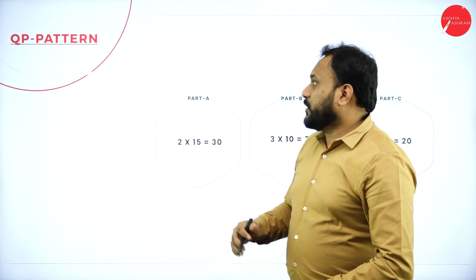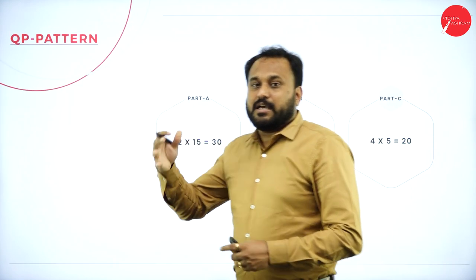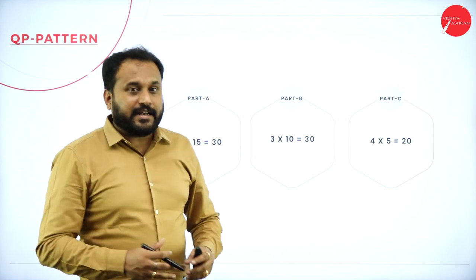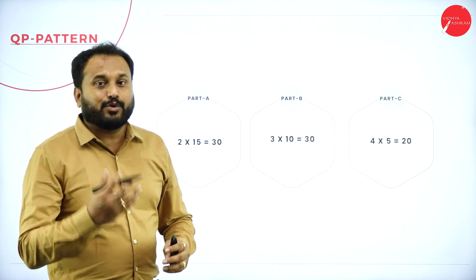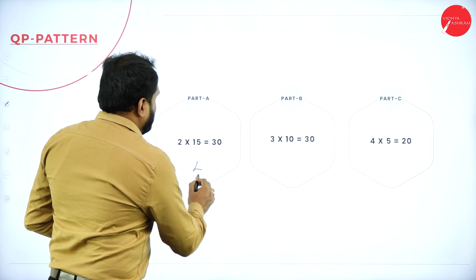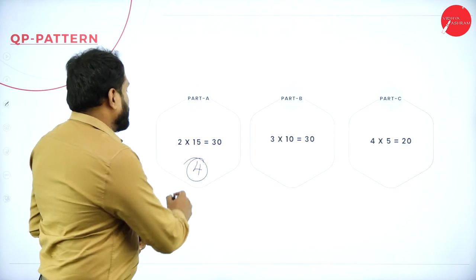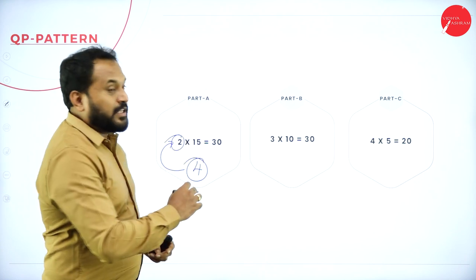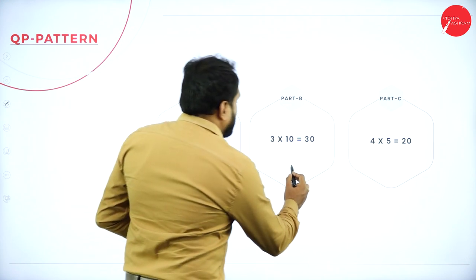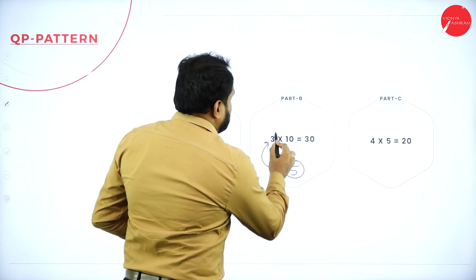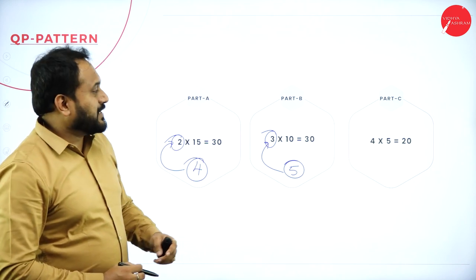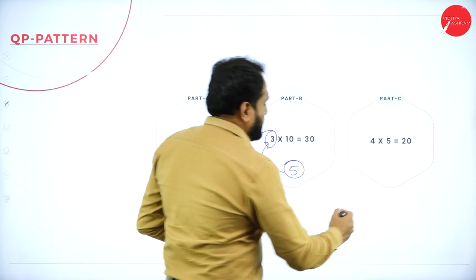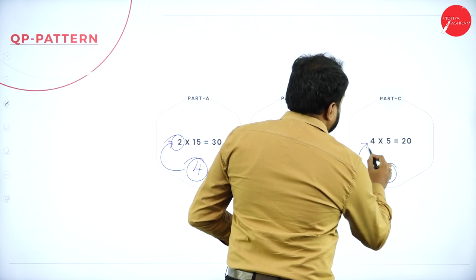Let's go with the question paper pattern, part A, B, C. We have part A, part B, and part C. Part A carries 15 marks, where you are supposed to write two questions, but the university will be giving you four questions. Out of four, you are supposed to answer only two. The same way, in part B you'll get five questions and you are supposed to answer only three. And the last one is part C, where you'll get six questions, and out of these six you are supposed to answer only four.